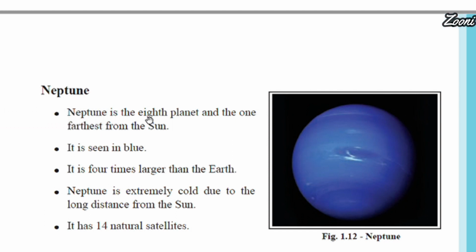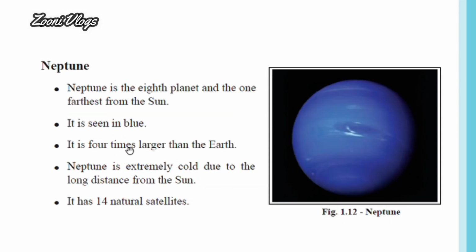The 8th one is Neptune. Neptune is the 8th planet and the one farthest from the Sun. It is seen in blue. Now here you can see it's really beautiful. It is 4 times larger than the Earth.